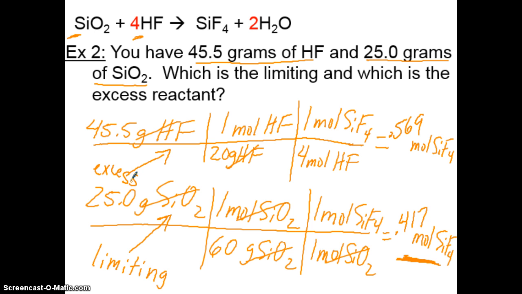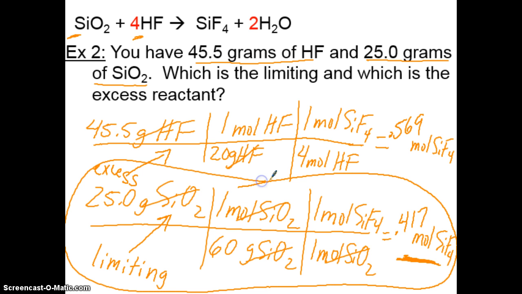Okay. So if I was given both of these amounts, this is really what's going to happen. I'm going to have this many moles of SiF4. We can't possibly have this many moles of SiF4 because of our limiting reactant. We'd have to have more in order to produce more. So there are many variations of doing this. We can go from grams all the way to grams, which would be unnecessary. Stopping at moles is perfectly fine.